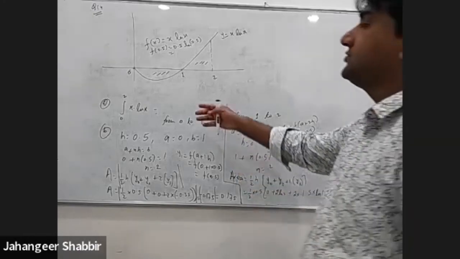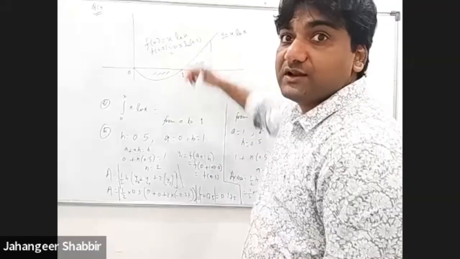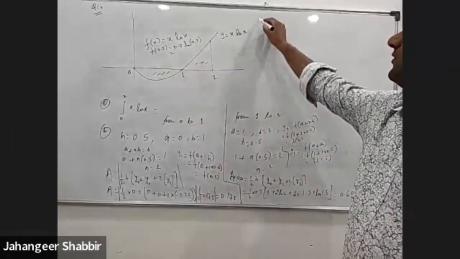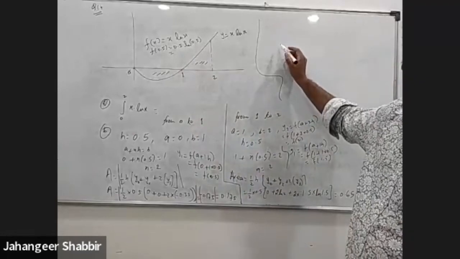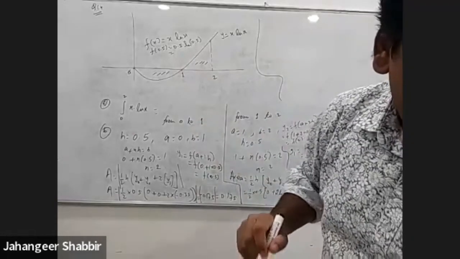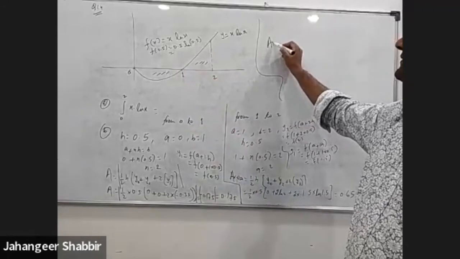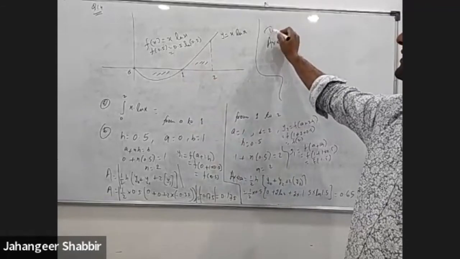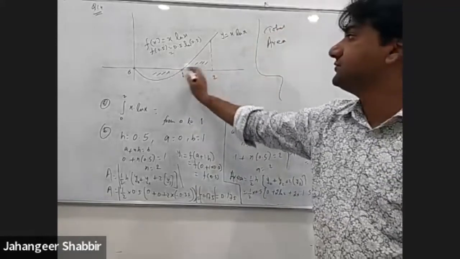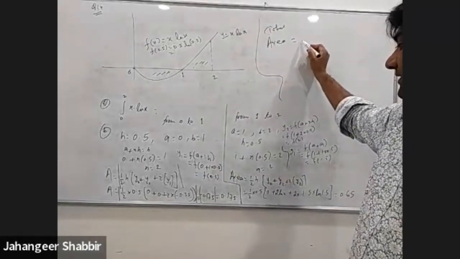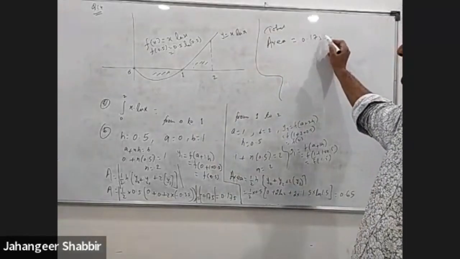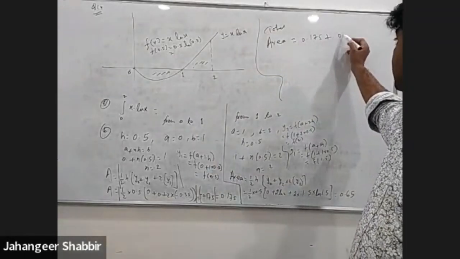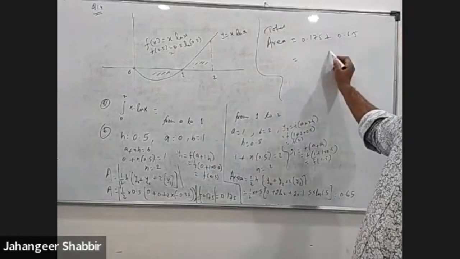Of course, we should get a positive value because this portion lies above the x-axis. Okay. So what is R? The total area of these two. So that will be 0.175 plus 0.65. Can you add?